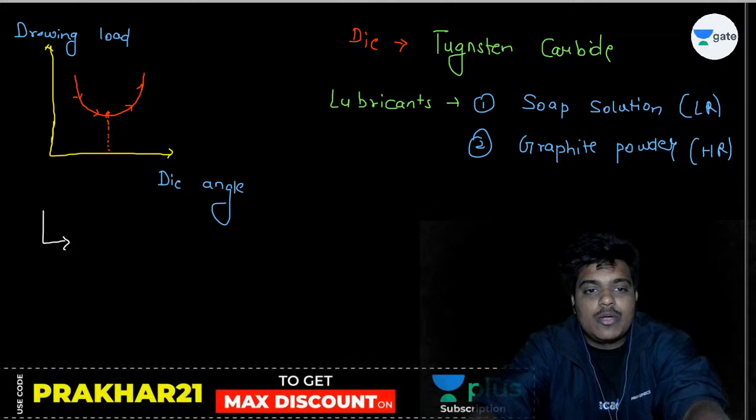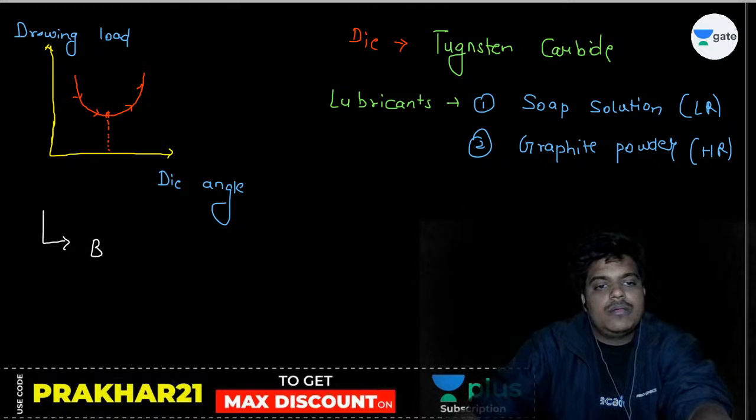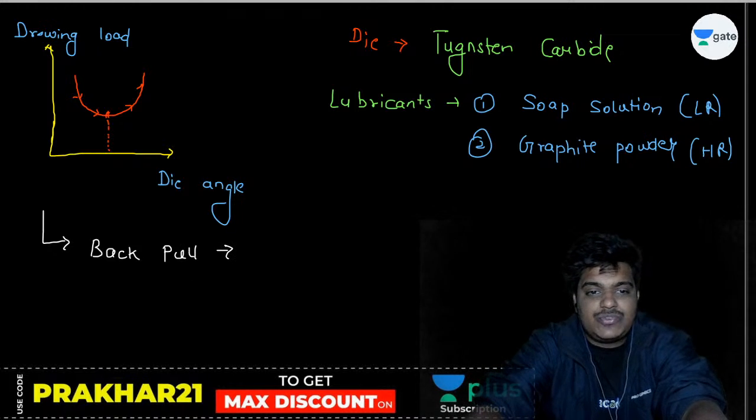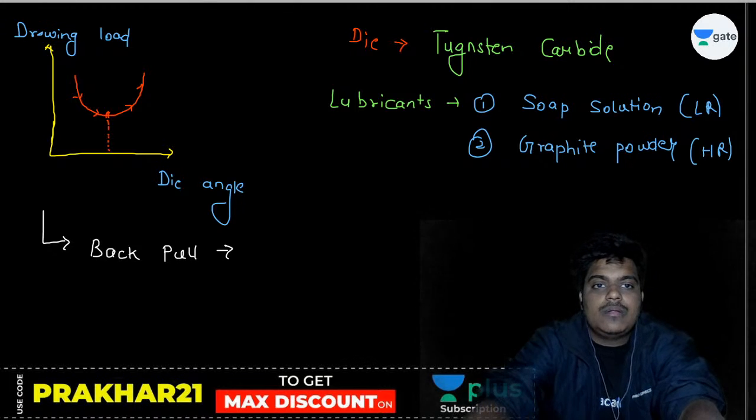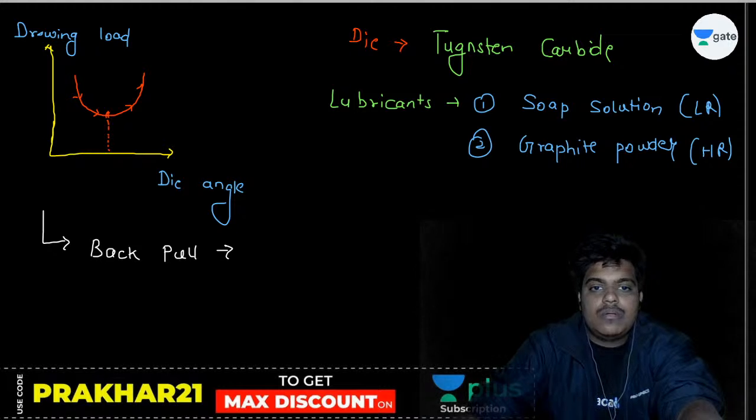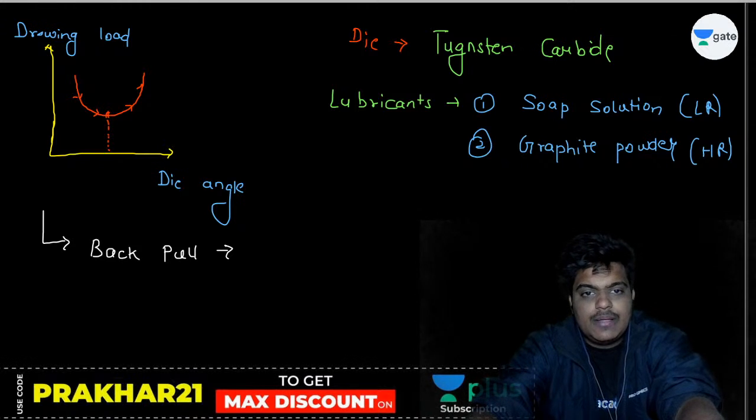And back pull लिखो. Why back pull is provided? To keep the wire straight. To keep the wire straight, back pull is provided.